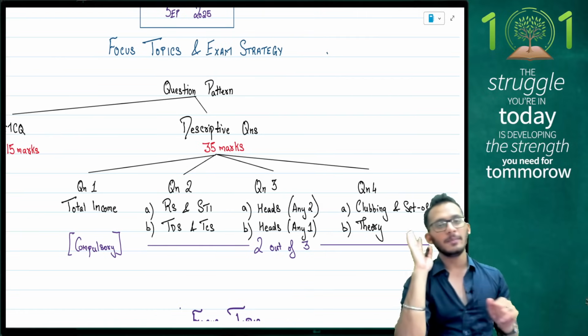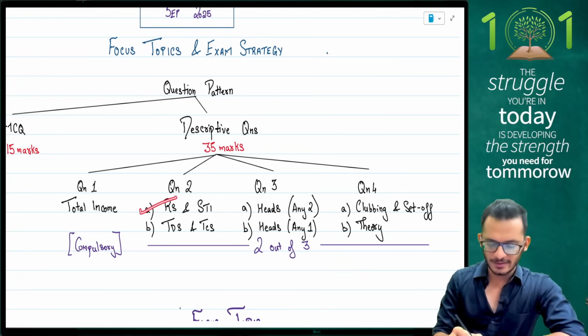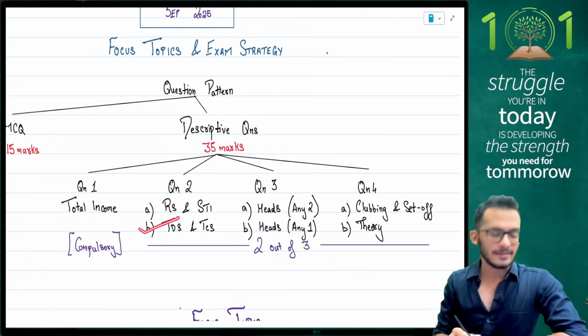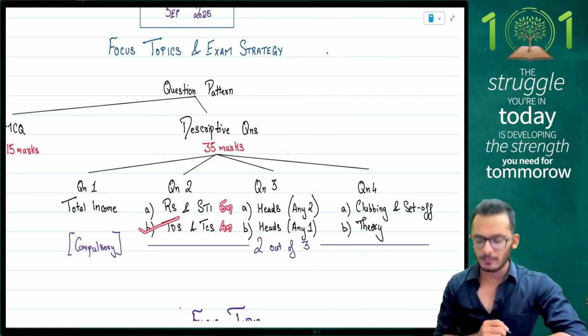Now, what does the paper pattern look like? In question number 2, you'll be tested on 2 things. One is residential status and one is TDS and TCS. Residential status coming for about 6 marks, TDS, TCS coming for about 4 marks.